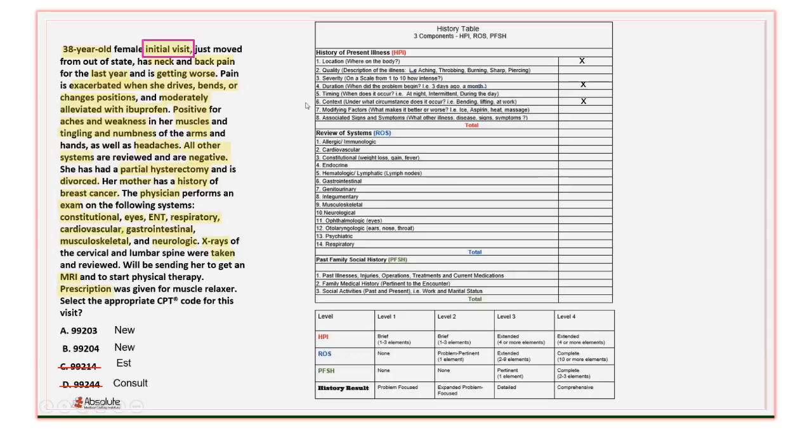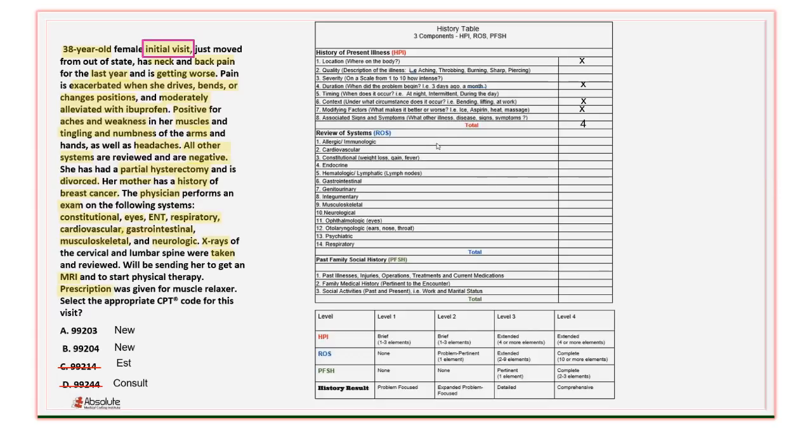And then also the modifying factors here, what makes it better or worse? For example, ice, aspirin, heat, massage. Well, it says that it's moderately alleviated with ibuprofen. So it slightly gets better with ibuprofen. So I put that right there under modifying factors. So for that portion, for the HPI, I got 4.